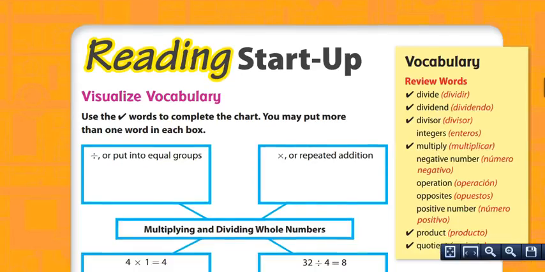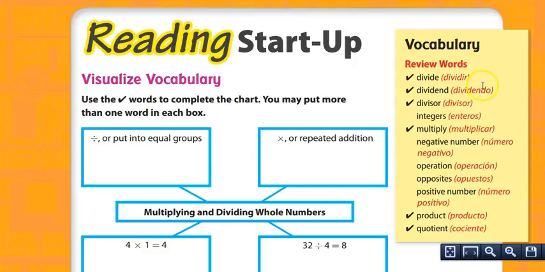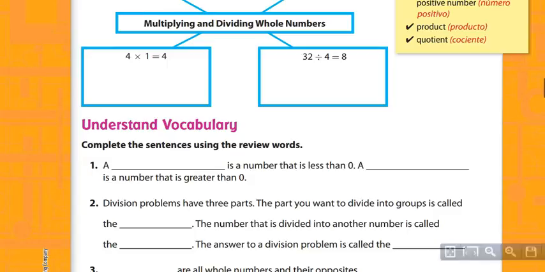Scrolling down here, we have our vocabulary words. The ones that are checked are the ones that you would use in trying to find out where they go in here. The other thing that you can do, I believe in the student edition, is click on these words and it'll take you right to the dictionary so that you can see them. So divide, dividend, divisor, those are the parts of a division problem. Integers, we've already started learning. Multiply, negative numbers, operation, opposites, positive numbers, product, and quotient. So those are some of our vocabulary words.